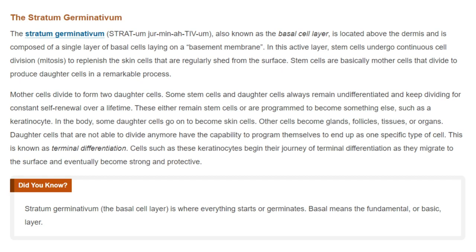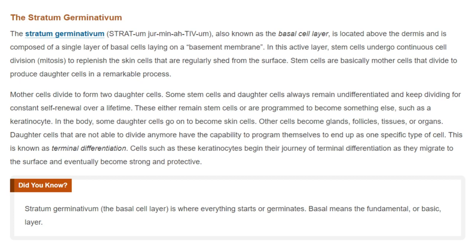Daughter cells that are not able to divide anymore have the capability to program themselves to end up as one specific type of cell. This is known as terminal differentiation. Cells such as these keratinocytes begin their journey of terminal differentiation as they migrate to the surface and eventually become strong and protective. Did you know?